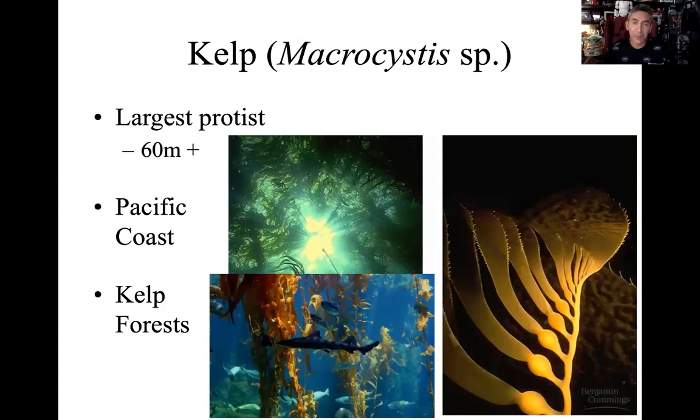Then we look at kelp, or the particular type of brown algae. Macrocystis would be the genus name. So Macrocystis is the largest of the Protist category. So this thing is up in excess of 60 meters, right? 60 meters is a big algae, right? It's more than half a football field in length. So again, we find these on the Pacific coast.